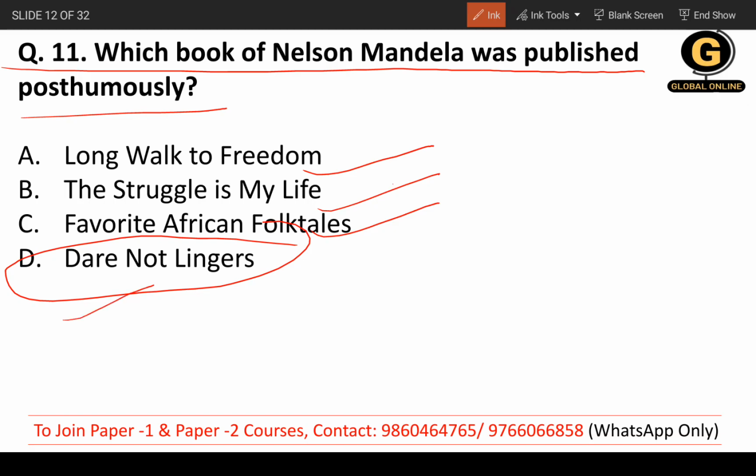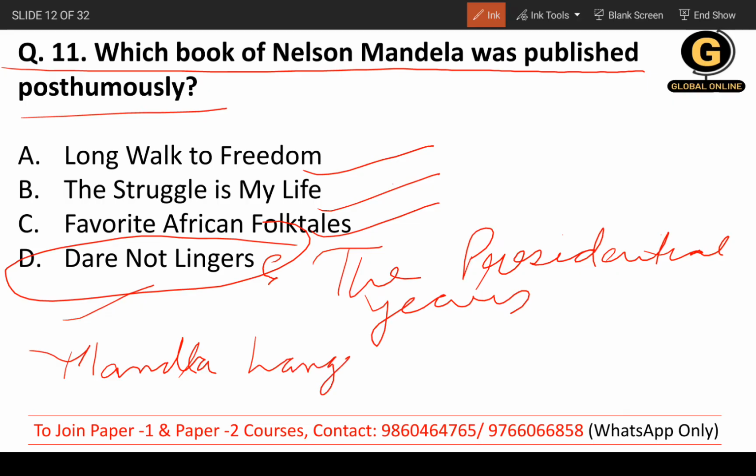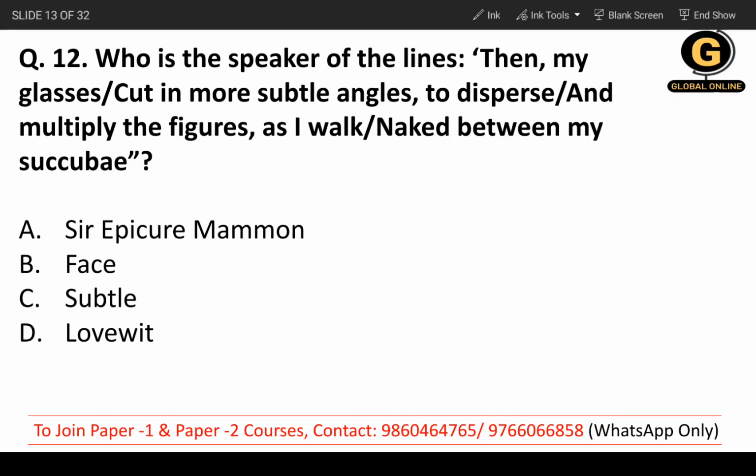The full title is Dare Not Linger: The Presidential Years, and it was written by two writers. First is Mandla Langa, and the second is Nelson Mandela. So these two writers have written this particular work and it was published posthumously. You need to understand that. Now moving on to the next question.